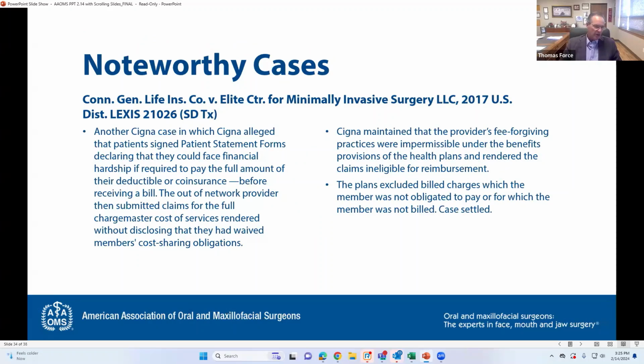So that case probably resulted in a settlement, and most of these cases are not good for the provider. That's why I like the North Cyprus case, because it's pretty good. Five more minutes. Let's see how many more of these cases we can get through.